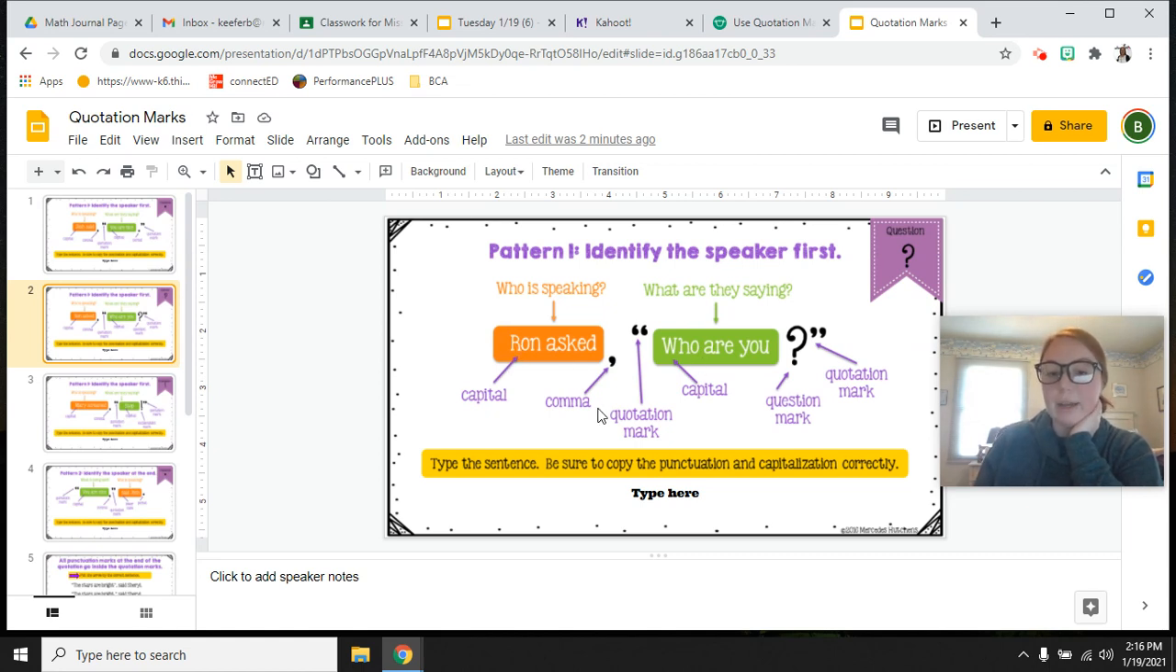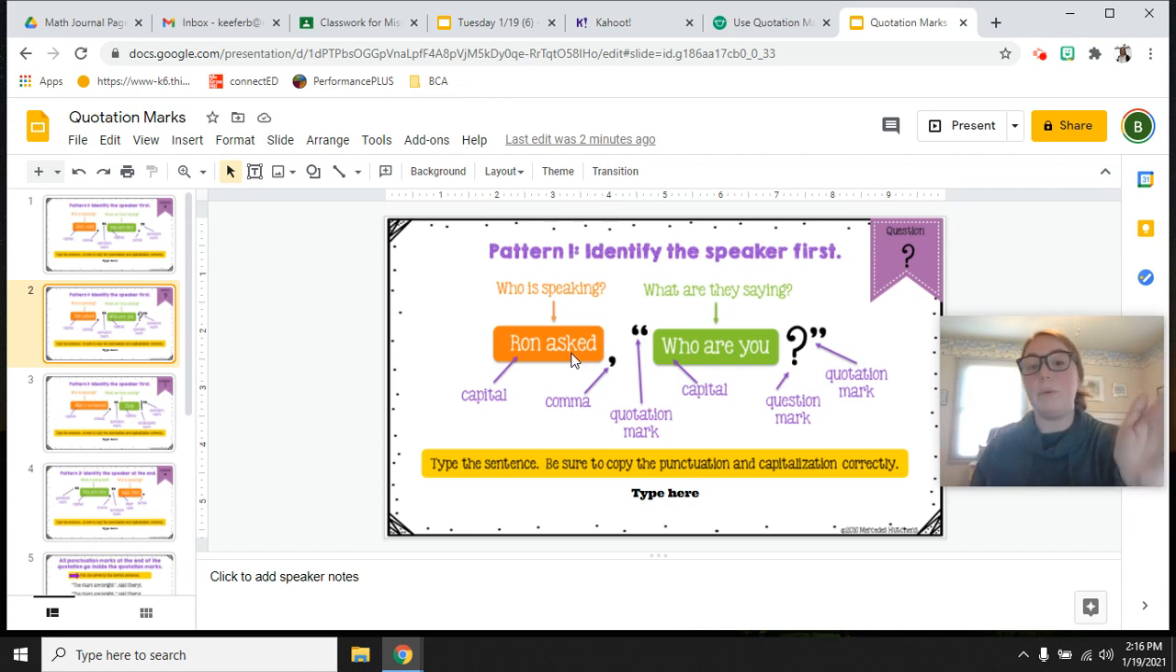So you have the capital letters, you have the comma separating Ron asked from what they were saying, which is who are you? Question mark, quotation mark. So see how everything is inside the quotation marks. And then there's that comma separating the tag from the quote. Okay, I keep stressing that, guys. There's a comma separating the tag from the quote. That is if the tag is first or who is speaking is listed first.